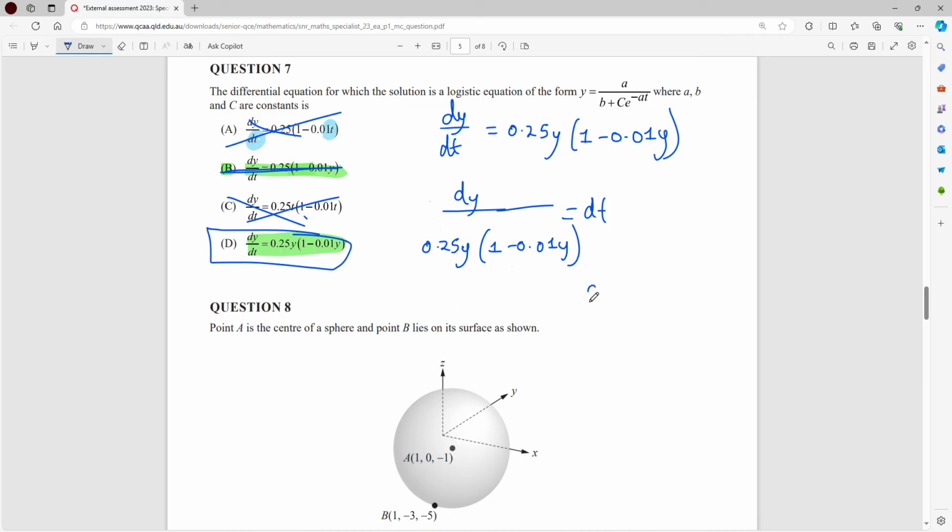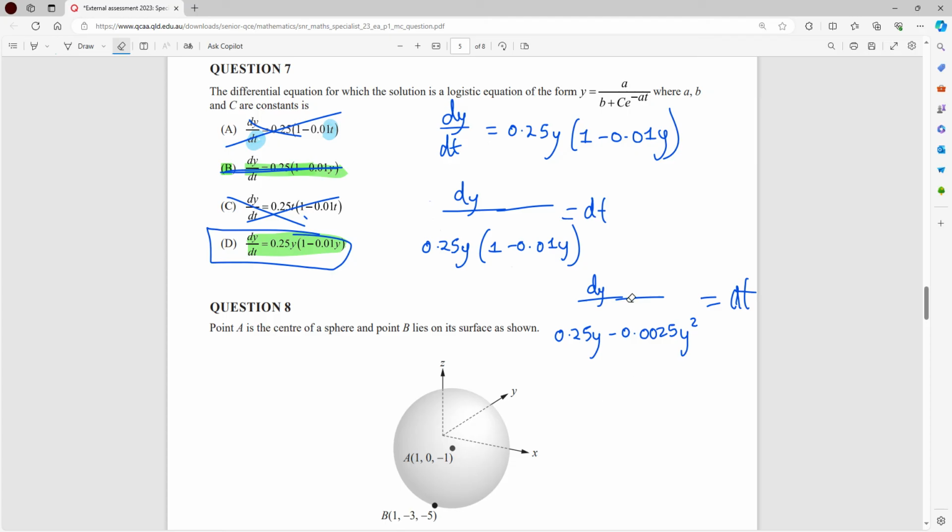So you would get dy on 0.25y, and then I'm just going to use a calculator there because I don't want to stuff up the decimal. So 0.25 times negative 0.01. What would that be? Negative 0.0025. So negative 0.0025y squared equals dt. And you can see exactly here, you would have to do partial fractions pretty much straight away.